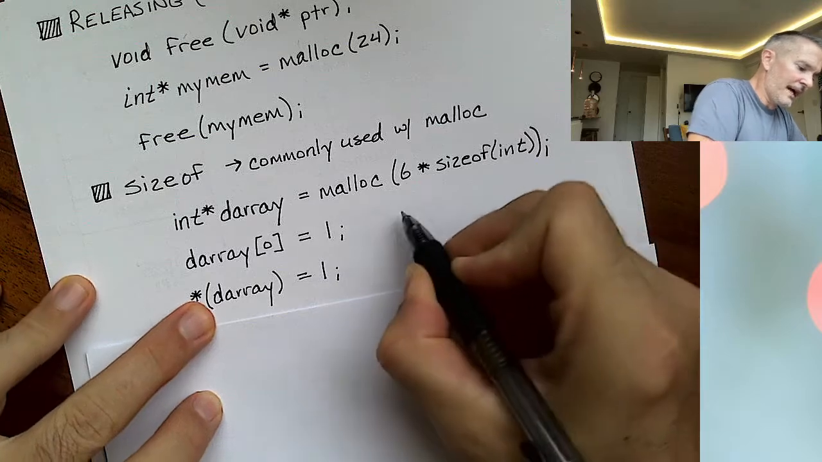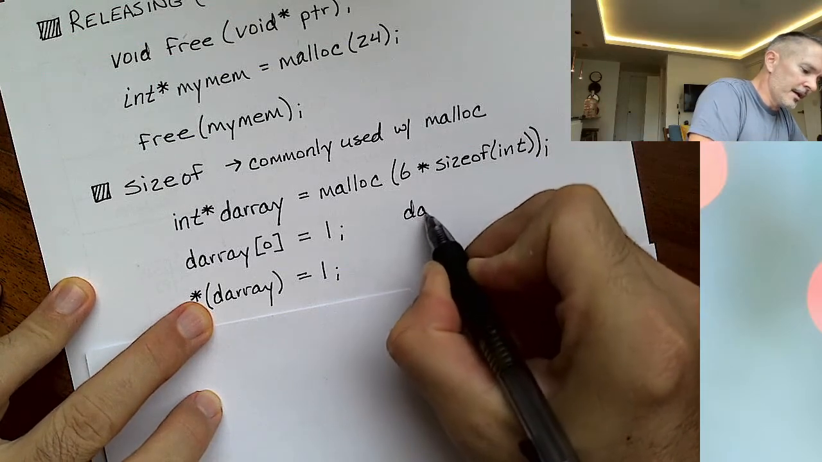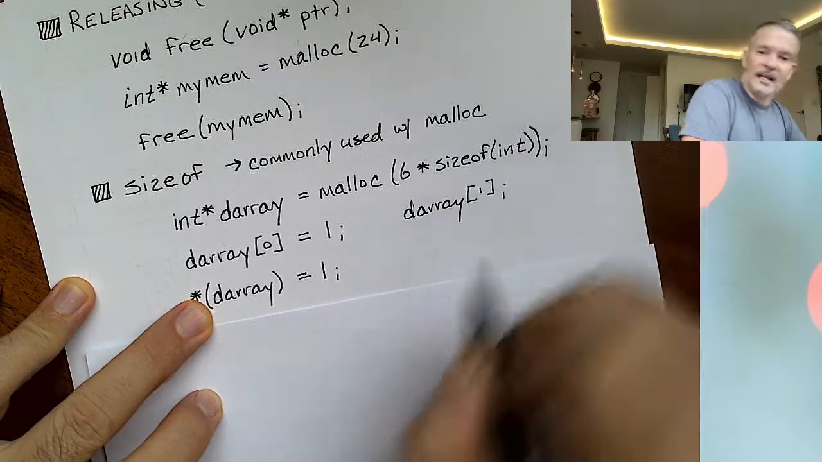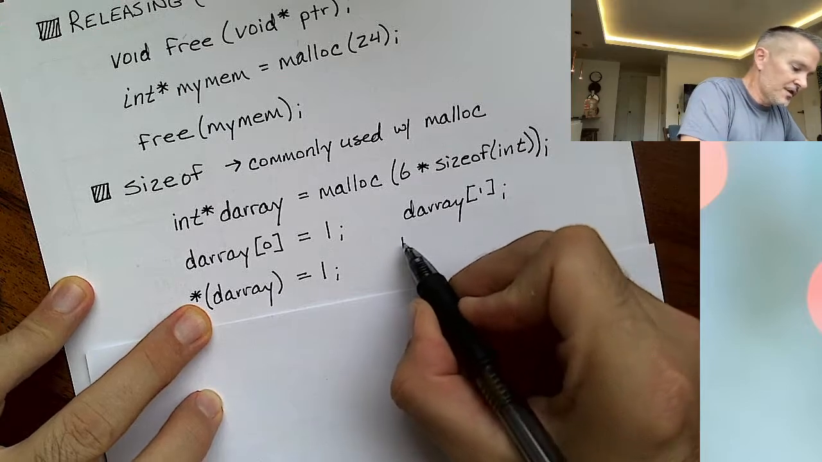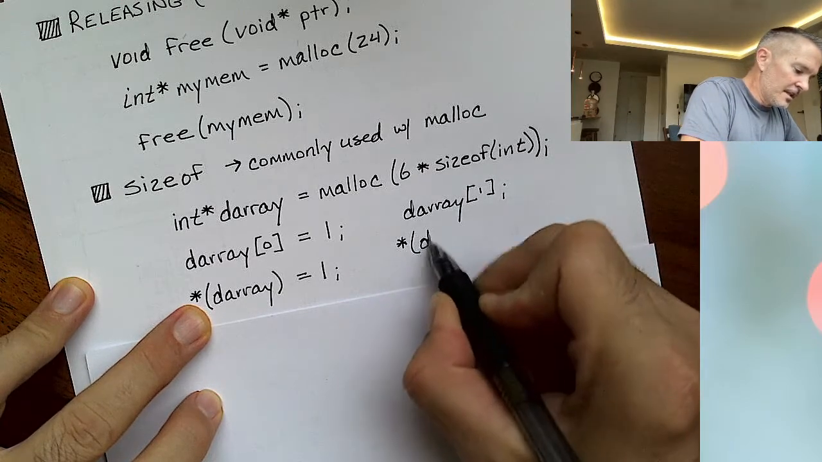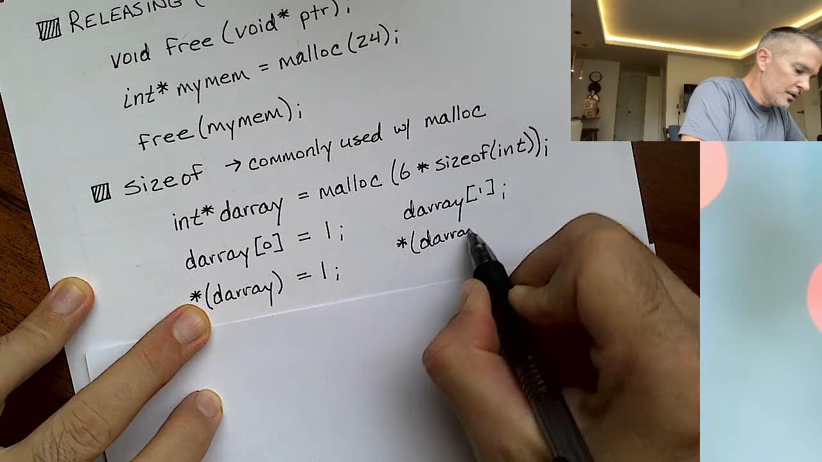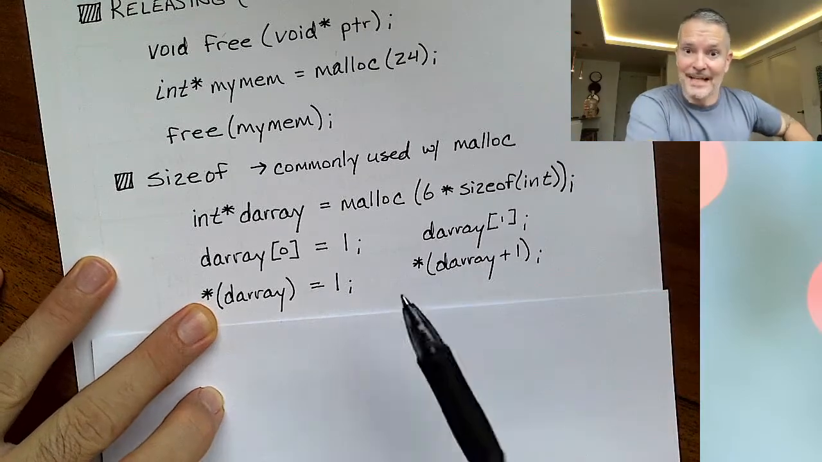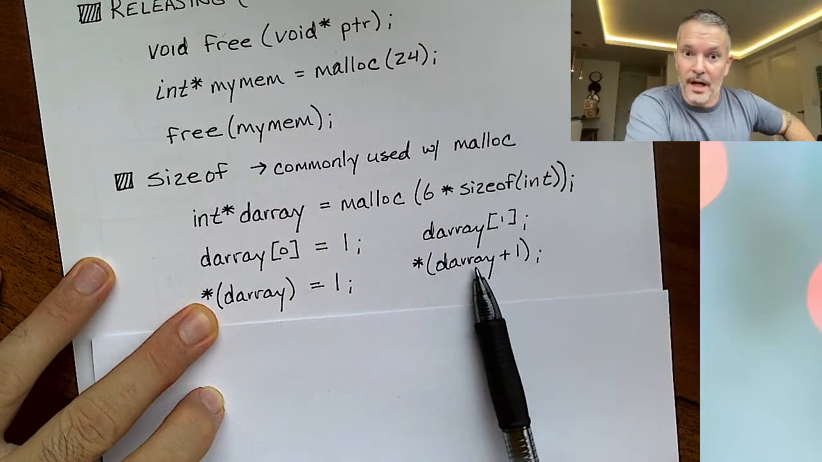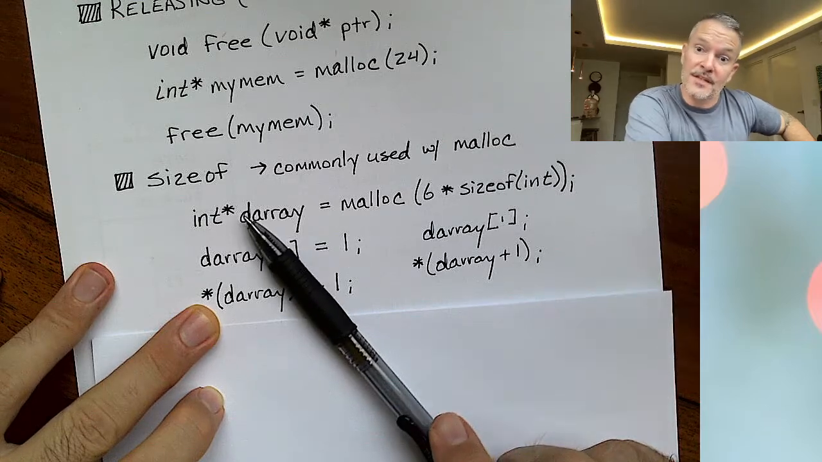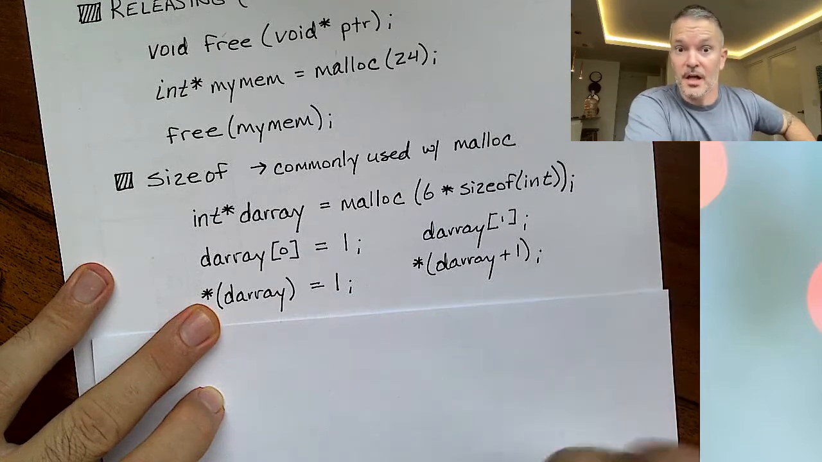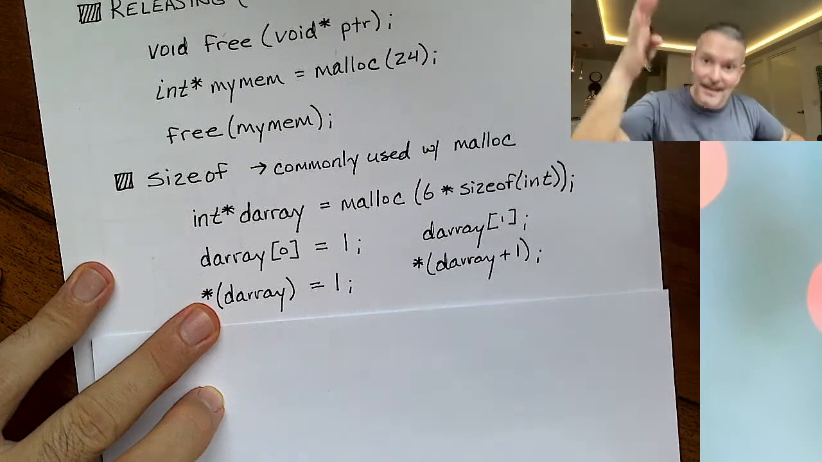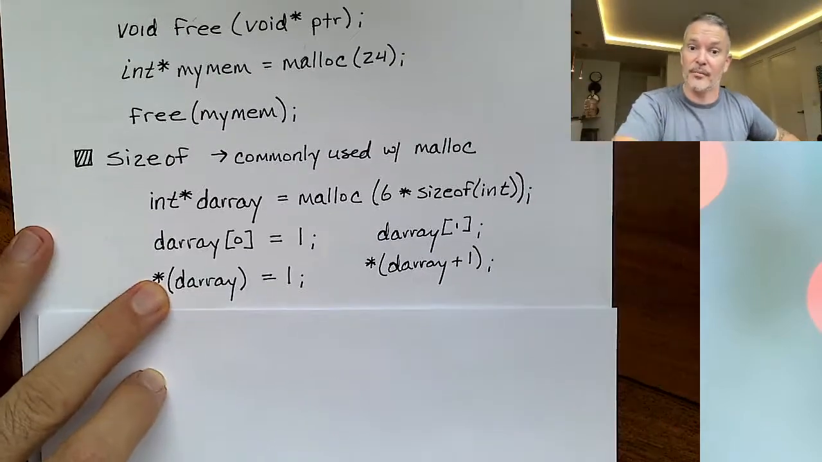So if I want to access darray[1], that is the second element in the array, I could also say dereference the darray pointer plus 1. And what would happen is 4 bytes would get added to the address of darray. Why 4 bytes? Because I've declared darray as an integer pointer, and integers take up 4 bytes. So when I increase the address by 4 bytes, I'm moving to the next integer in the block of memory.